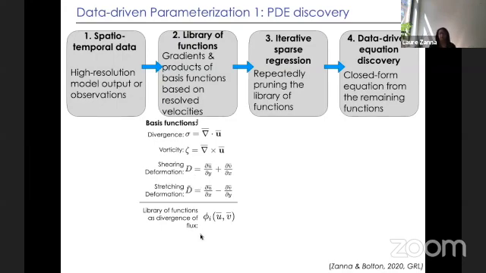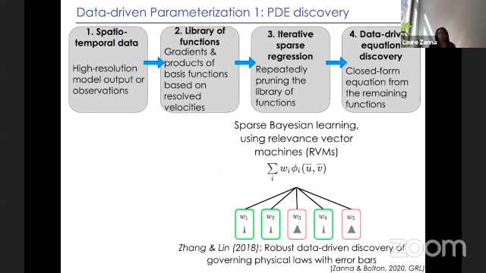So we're going to build a library of functions that is created from those four quantities that are key physical quantities to the ocean mesoscale processes. And we're going to let the algorithm basically prune through that library of functions. So we're going to use a method that is based on relevance vector machine. So it's a sparse Bayesian learning algorithm. This paper here actually was the inspiration for it.